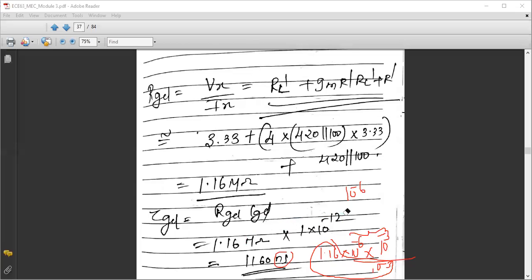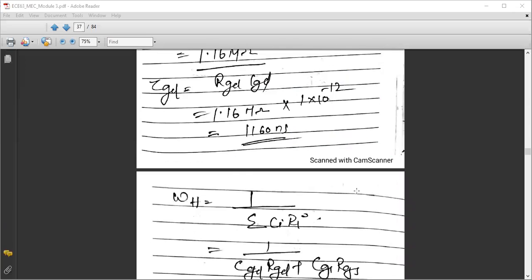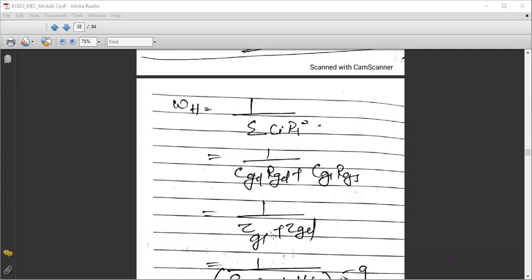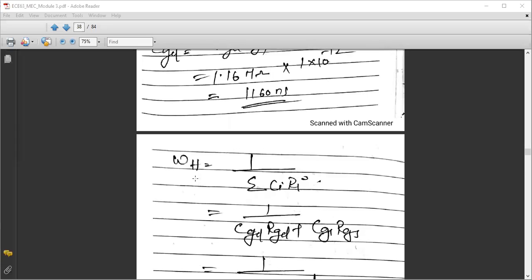So as of now, you have both the time constants, tau GD as well as tau GS. Now we will add the two time constants together and take the reciprocal. So this was our expression for omega h, right? As per our theory, whatever we discussed in the last class, the cutoff frequency is defined by the reciprocal of the sum. Sir, how did you get the capacitance in nano, sir?